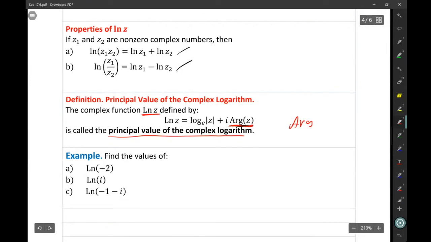Remember the principal argument of z should belong to minus pi to pi, closed from the side of pi and open from the side of minus pi.